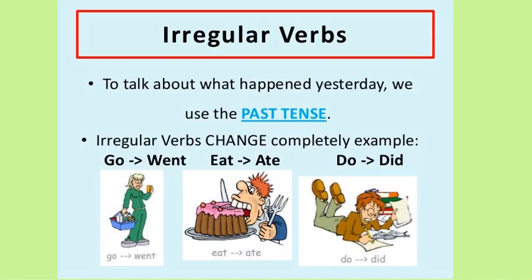Now let's learn about irregular verbs. To talk about what happened yesterday, we use the past tense. Irregular verbs change completely. For example, go becomes went, eat becomes ate, and do becomes did in the past form.